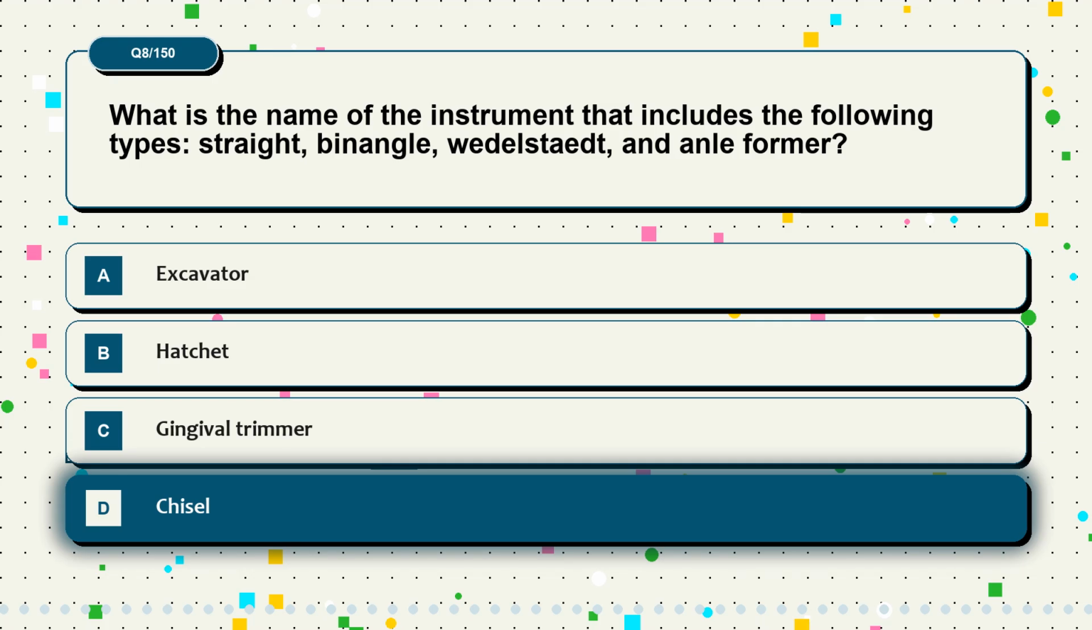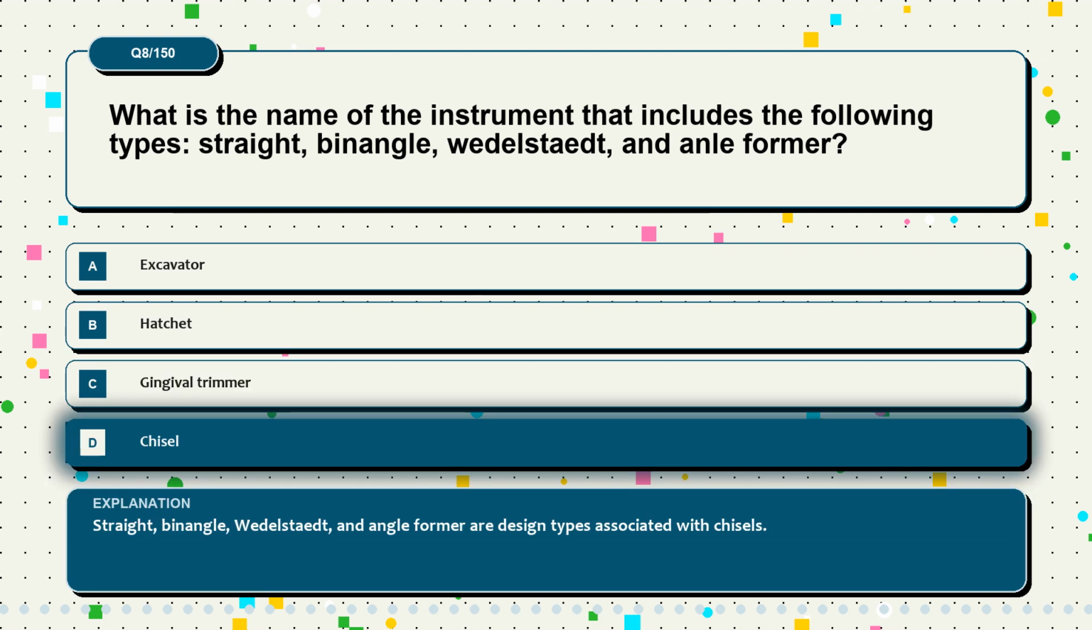The correct answer is option D, chisel. Straight, binangle, Wedelstaedt, and angle former are design types associated with chisels.